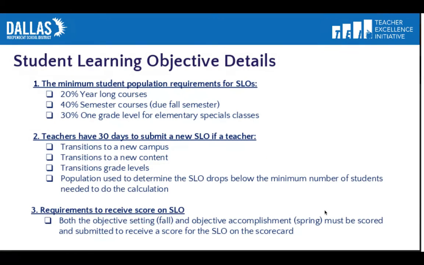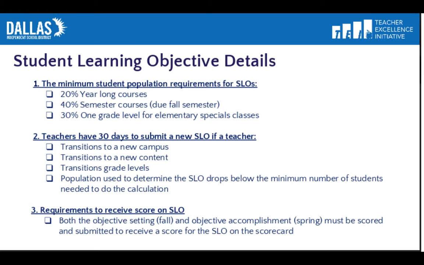For the student learning objective, there is a minimum student population that we are required to meet. For year-long courses, you should meet a minimum of 20% of your students in your SLO. For semester-long courses, you should meet a minimum of 40%. And since none of us fall into the category of grade 1 or elementary special classes, we do not have to worry about the 30%.